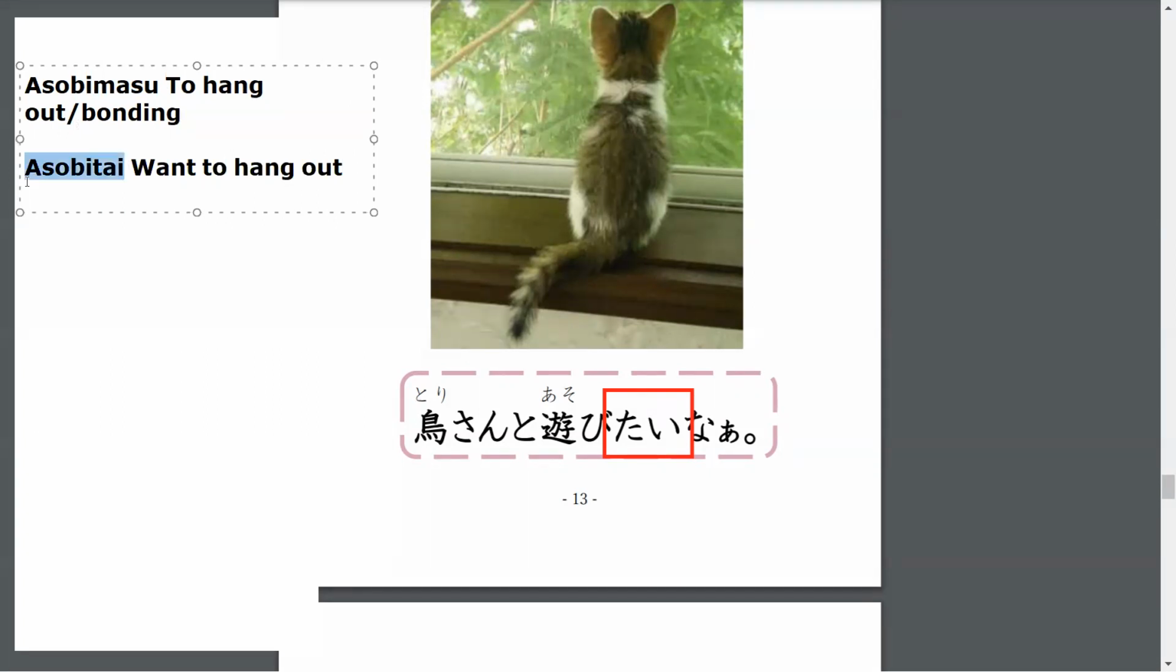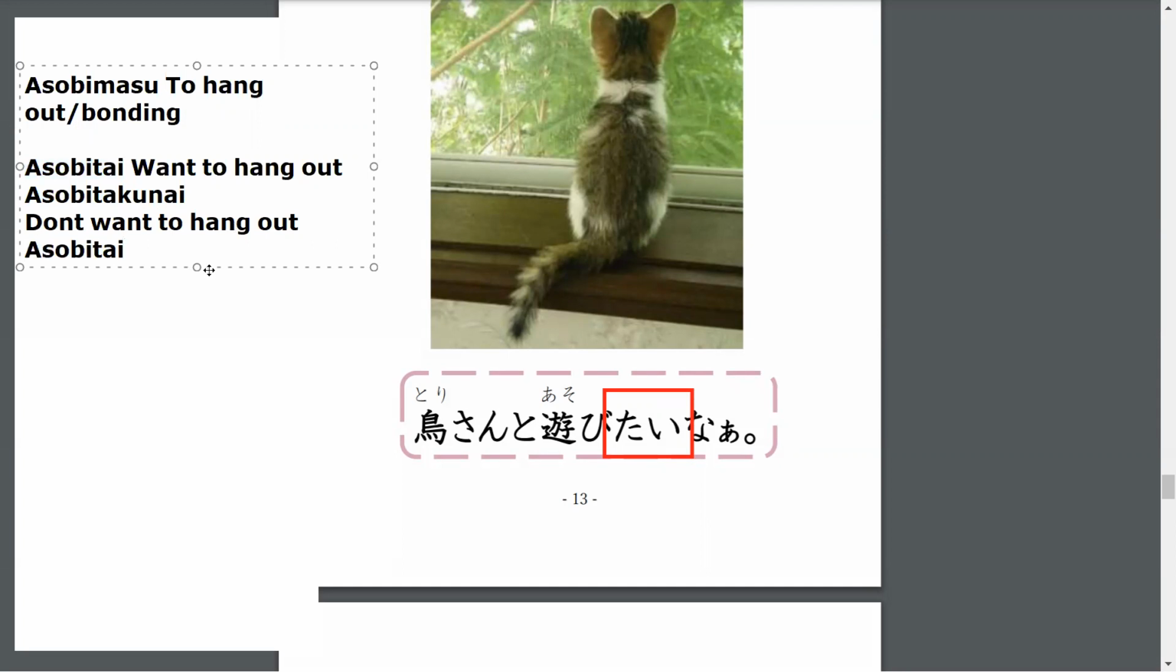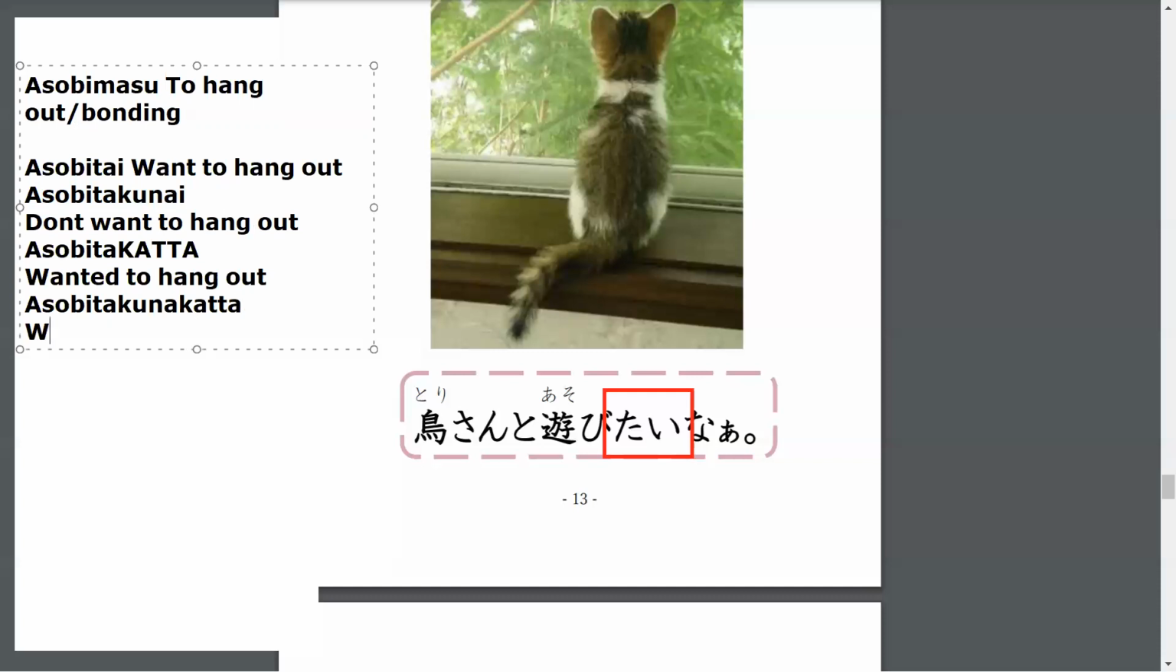But if you want to make it negative, I don't want to hang out, you drop the i, then add kunai. So it means don't want to hang out. Then if you want the past tense, wanted to hang out, drop the i by adding katta. Same rule applies. Then we have the past tense of negative. We have asobitakunai, then adding katta. Asobitakunakatta. They are saying here that didn't want to hang out.